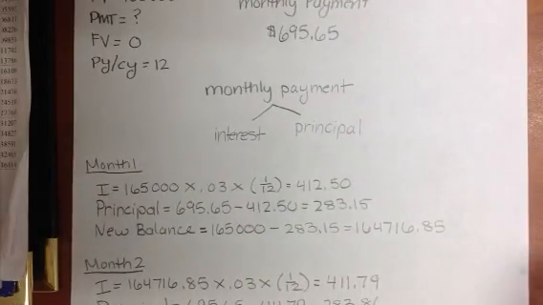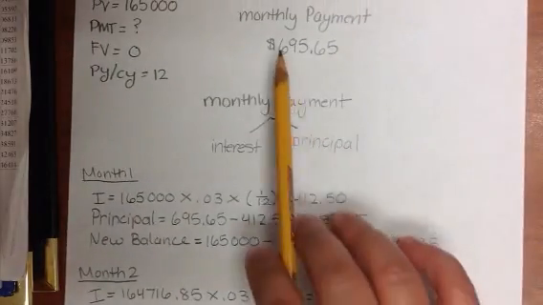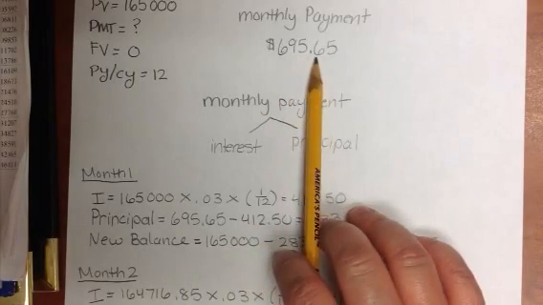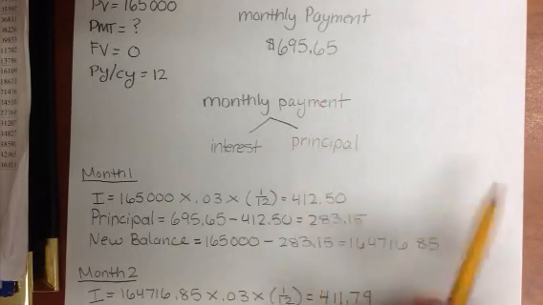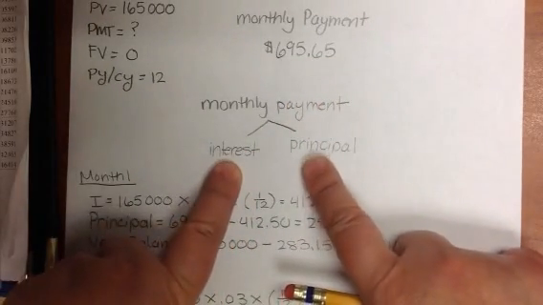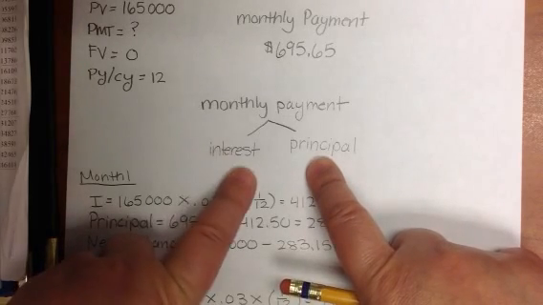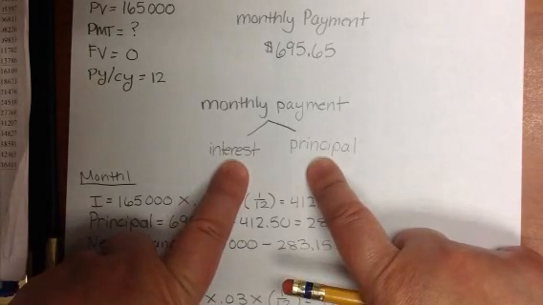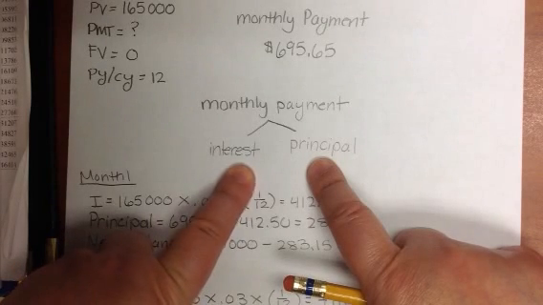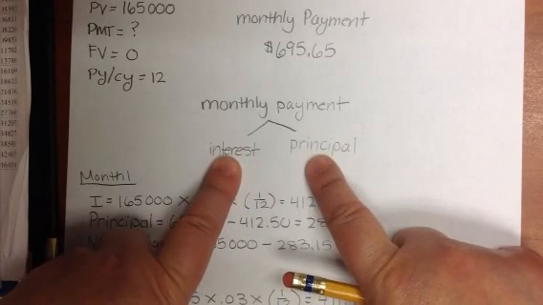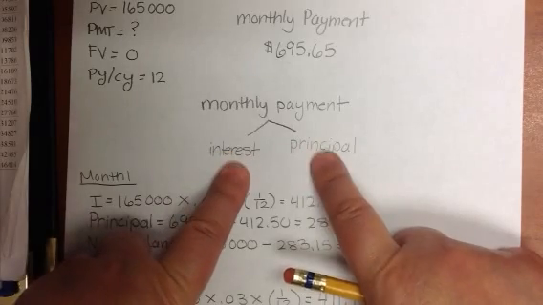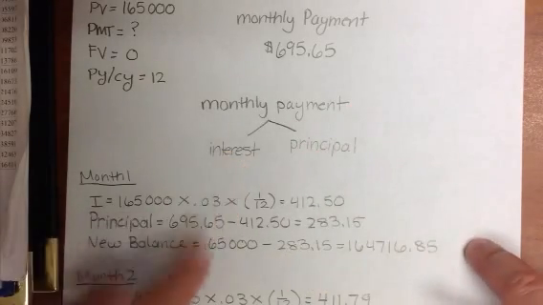Now, to figure out what goes towards the interest and what goes towards the principal, we split up our monthly payment. Our monthly payment is $695.65. Some of that goes towards interest, some of it goes towards principal. For example, maybe $600, just for round numbers and for argument's sake, might go towards the interest, where $95.65 might go towards the principal. So together they have to add up to the monthly payment.